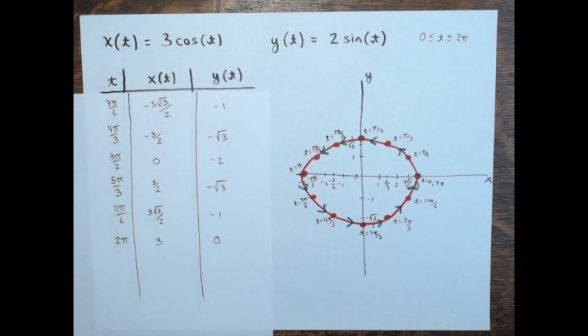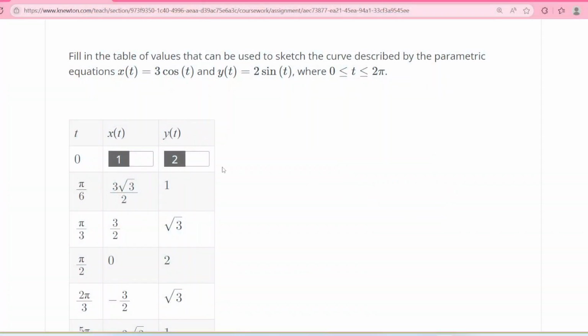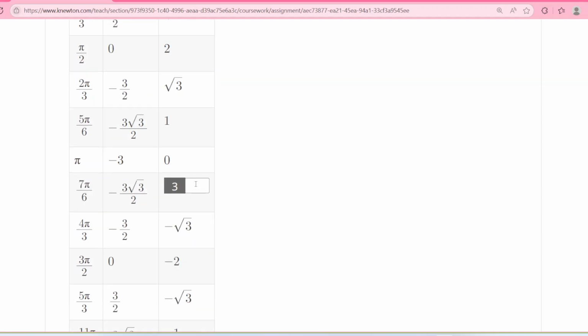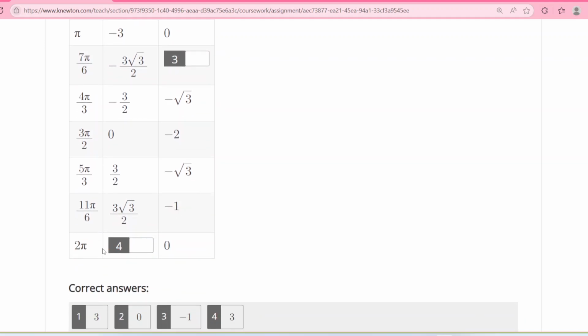All right, so I filled in that table. If you go back and look at the problem, numbers 1 and 2 were (3, 0): when the value of t was 0, x was 3 and y was 0. This number 3 spot was negative 1, right? When t was negative 7 pi over 6, you had negative 3 root 3 over 2 for the x and negative 1 for the y. And in the 4th spot, when t was 2 pi, you're back to (3, 0). So you got (3, 0), (negative 3 root 3 over 2, negative 1), and (3, 0). That would be all you'd be asked to do in the assignment.